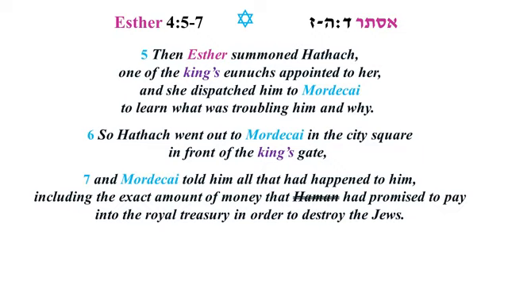Then Esther summoned Hathach from the king's eunuchs, whom the king had appointed to attend her, and ordered him to go to Mordecai to learn what this was and why it was. So Hathach went out to Mordecai to the city square in front of the king's gate. Mordecai told him all that had happened to him, the exact amount of money that Haman had promised to pay to the king's treasuries for the destruction of the Jews.